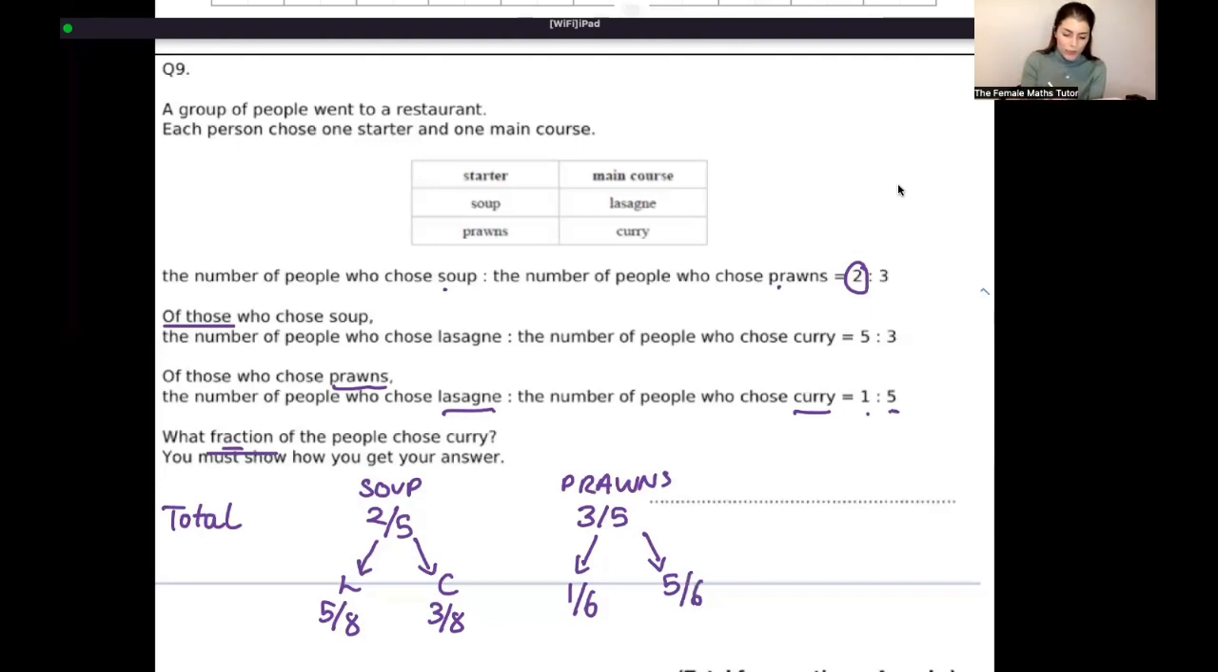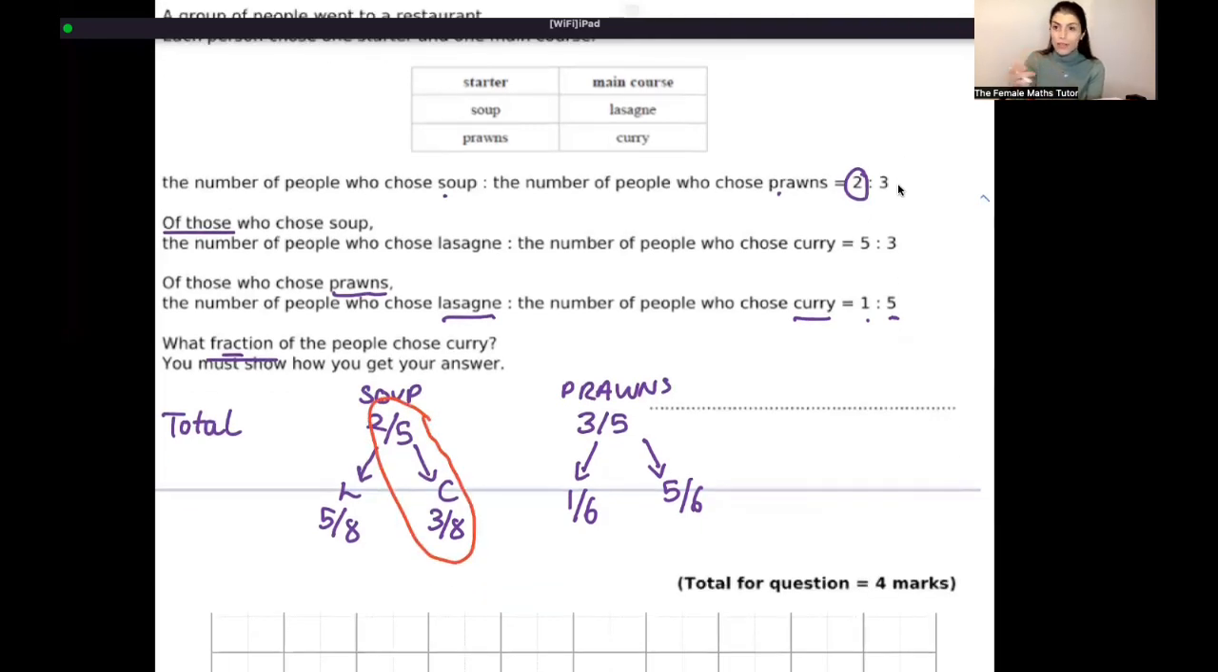And it says, what fraction of the people chose curry? So I'm going to look at 2/5 and 3/8 there. If I was to say it as a sentence, 3/8 of the 2/5, 2 out of 5 people chose curry. So 3/8 of, which in maths is times, the 2/5 chose curry. And here we know that 5/6 of the 3 out of 5 people chose curry here. This was lasagna, I forgot to write lasagna and curry. So this would be 3 out of 5.